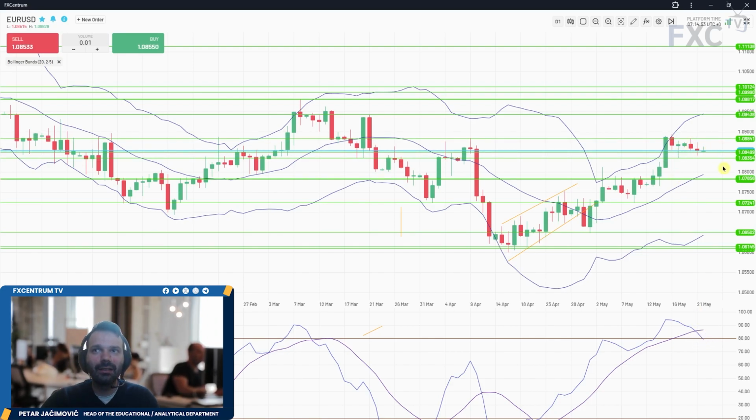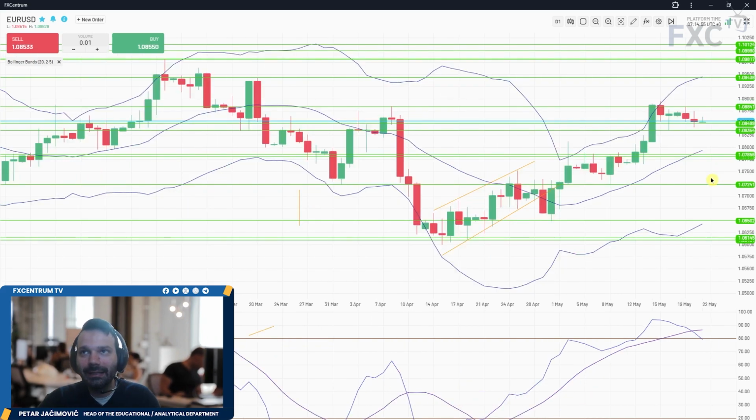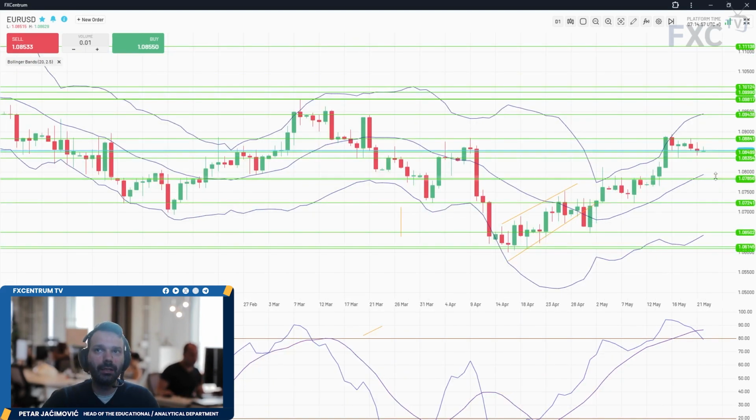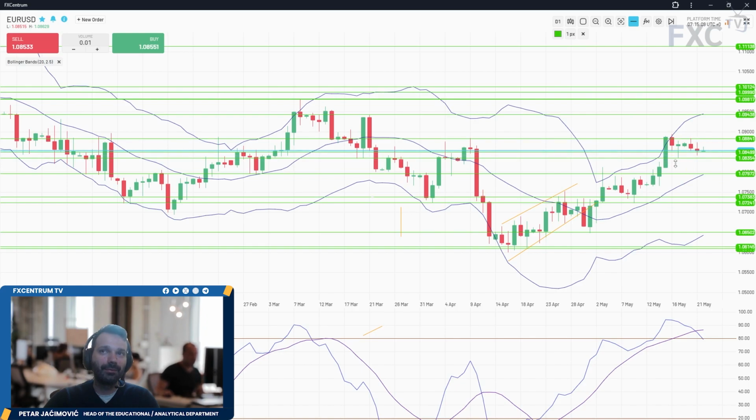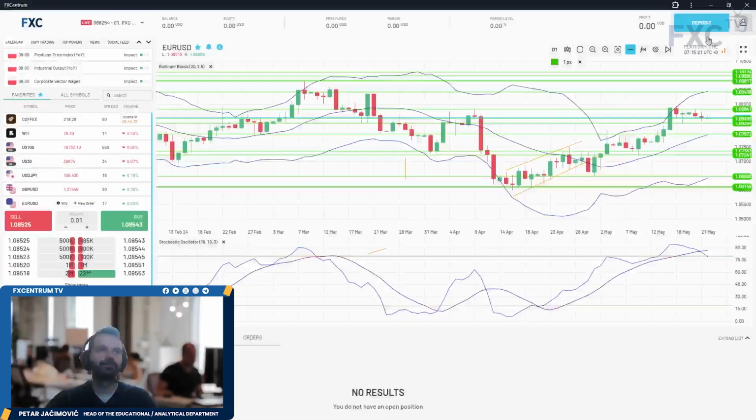So if the market can clear 1.0, let's say 835, and hold below, then there is a chance for a drop towards 1.0800, let's say, and then the next one is 1.0740. So watching for the breakout of this consolidation. In case of an upside breakout of 1.0885 or 1.0900, the next upside reference point is set at the 1.0940 mark.